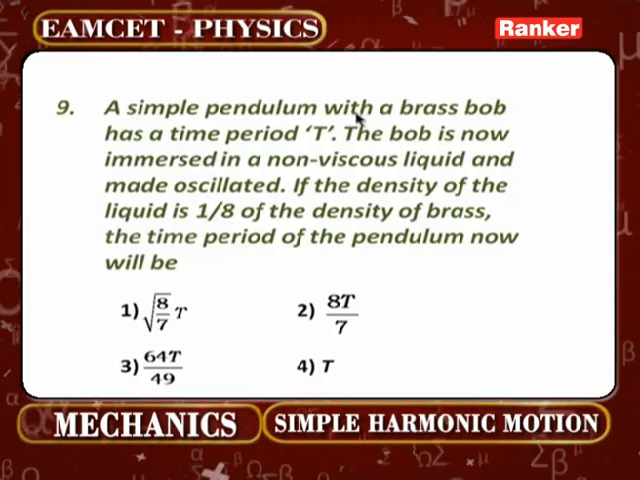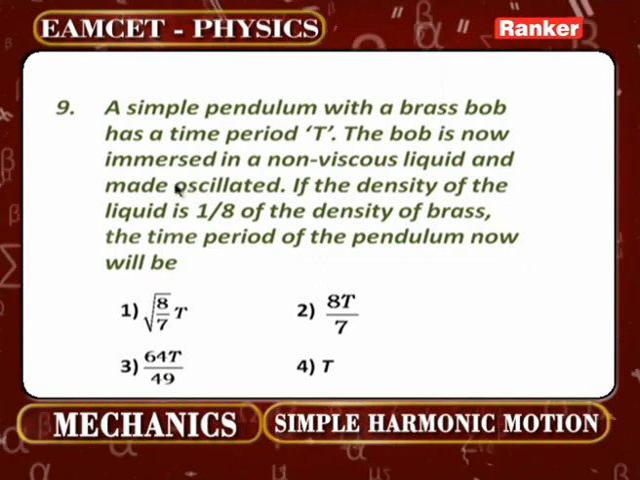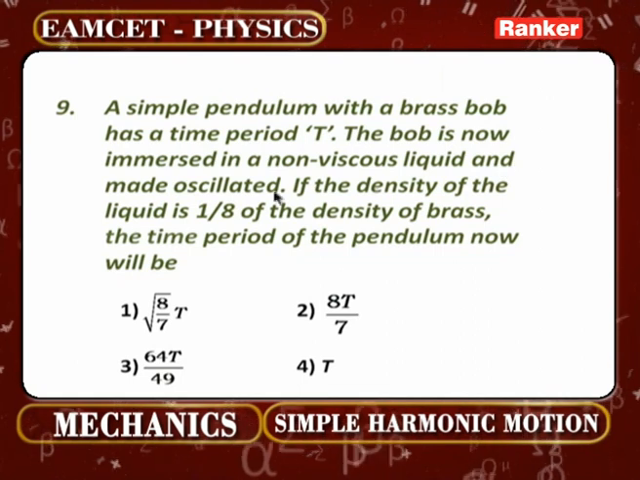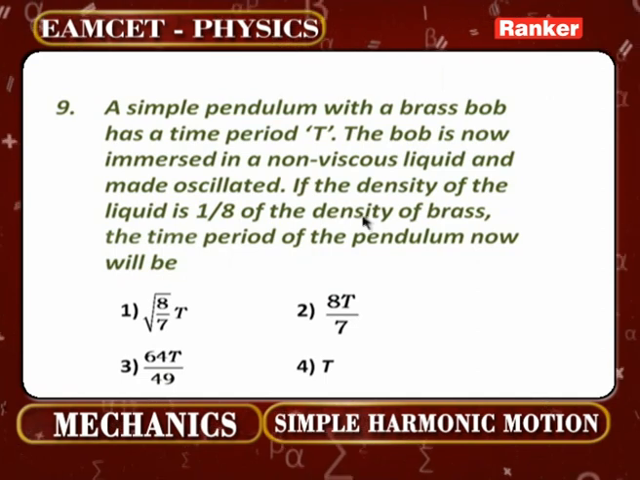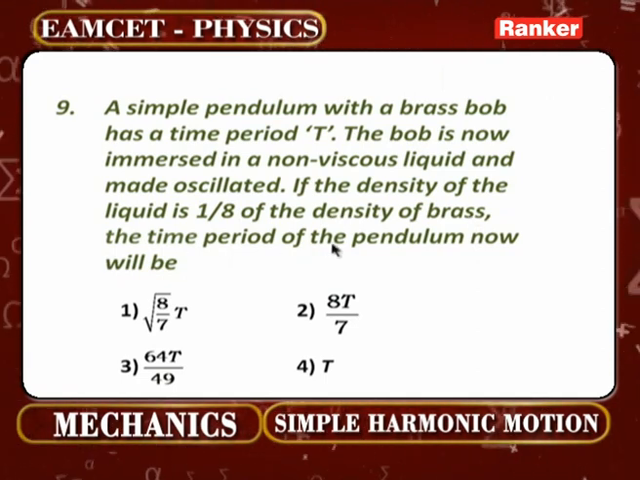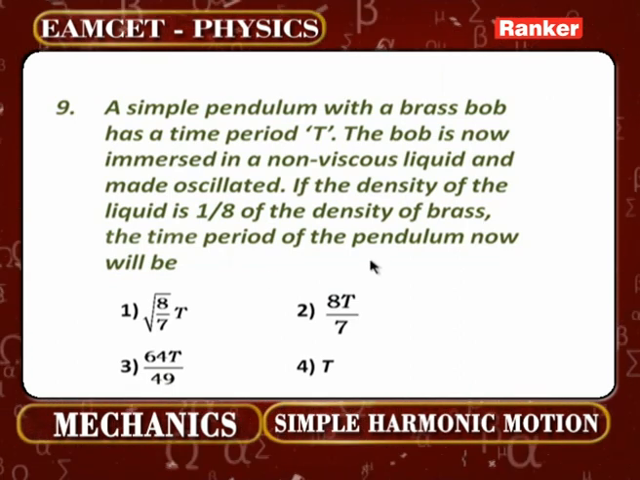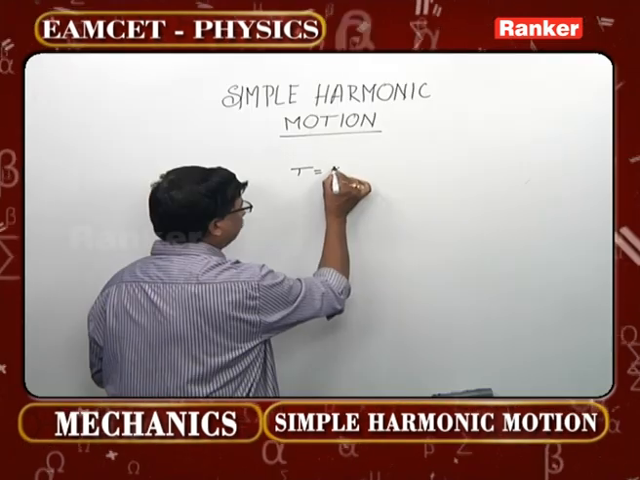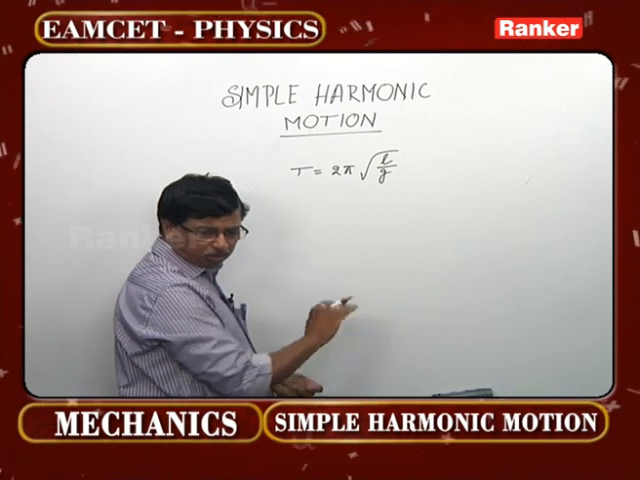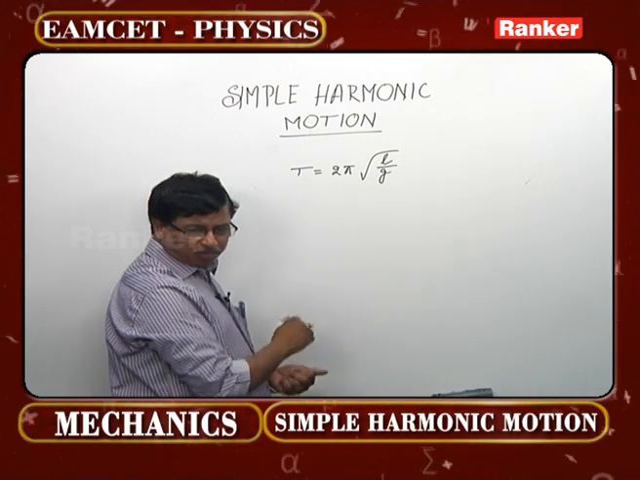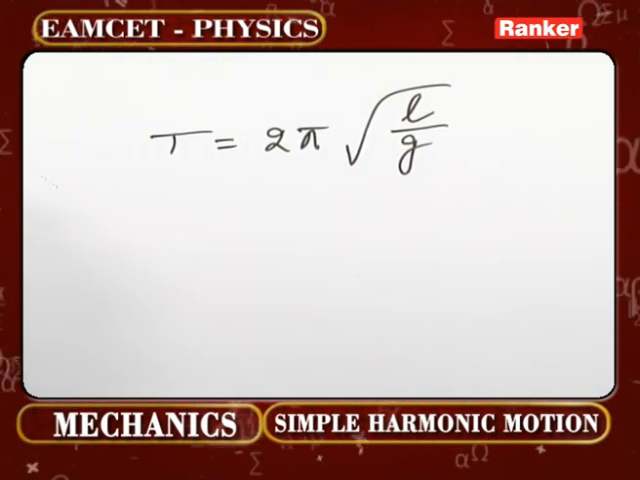A simple pendulum with a brass bob has a time period capital T. The bob is now immersed in a non-viscous liquid and made to oscillate. If the density of the liquid is 1/8 of the density of brass, what will the time period of the pendulum be now? One should once again take the same old equation for time period. T is equal to 2 pi under root L by g itself. Absolutely no change in that. And of course, the simple pendulum of brass has time period T. Then what is the question there? The time period of the pendulum now.